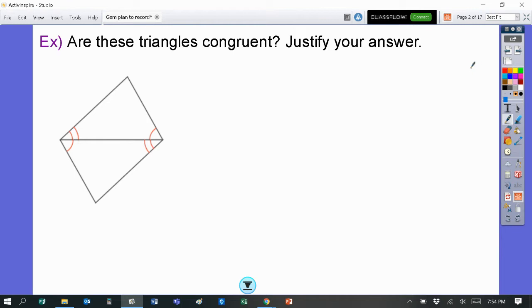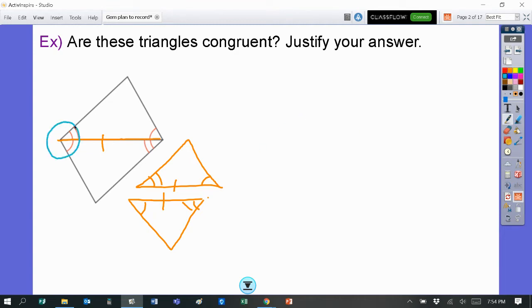So these say, are these triangles congruent? Justify your answer. So if we look at this picture, there is one thing that we can mark, and that is this side segment right here. And that is your reflexive property. If I were to break up these triangles, I can say that something is congruent to itself. And they both share this side. So these triangles are congruent.